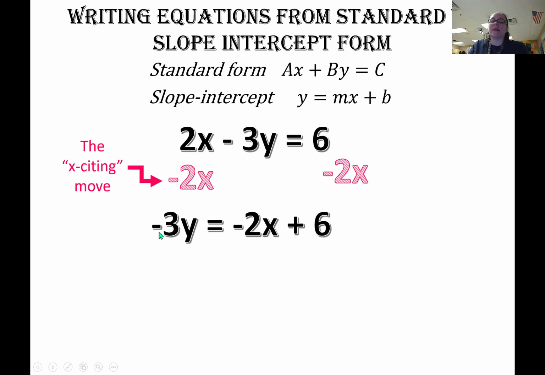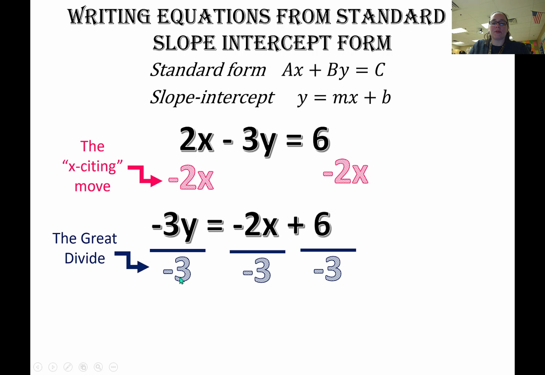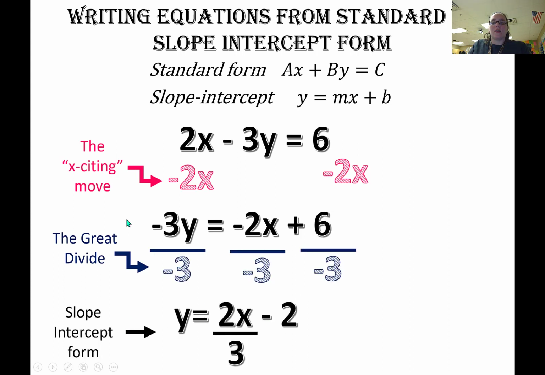From there, I need to isolate the y. So I'm going to divide both sides, or divide everything, by negative 3. Once I do that, my 3's here cancel out. 2/3 doesn't simplify, 2 over 3 doesn't divide nicely, but a negative divided by a negative does give me a positive. And then 6 divided by negative 3 is negative 2.